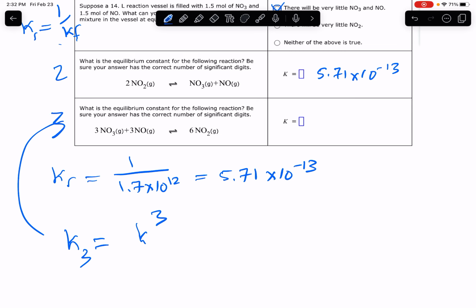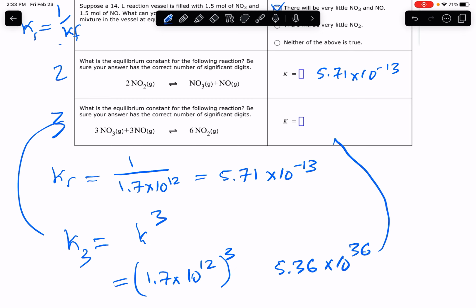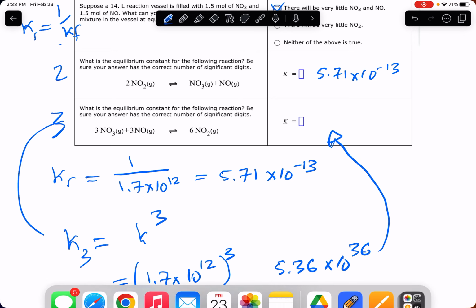So if we do the math on this, literally we're going to take our original K, which is 1.7 times 10 to the 12th, right? And we're going to raise it to the third power. Fun fact, if you ever have something raised to something else, you can just multiply these two exponents. So what you're going to end up with is 5.36 times 10 to the 36, which I'm not going to bother rewriting right there for sake of time. But again, there's no units in this, and that's how you solve it.